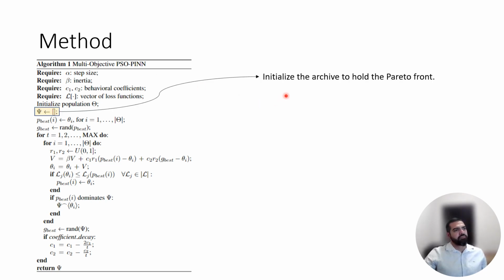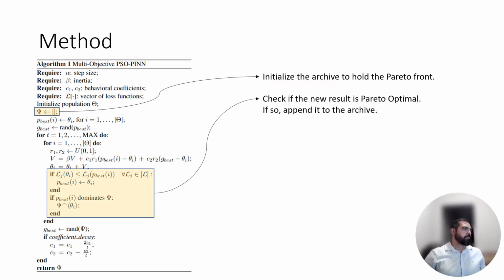First, we have to initialize the archive to hold the Pareto front. And then we update all the positions and check if the position is not dominated by the archive. If not, we append the new position to the archive. And after a number of iterations, we return the archive, which is actually the Pareto front.